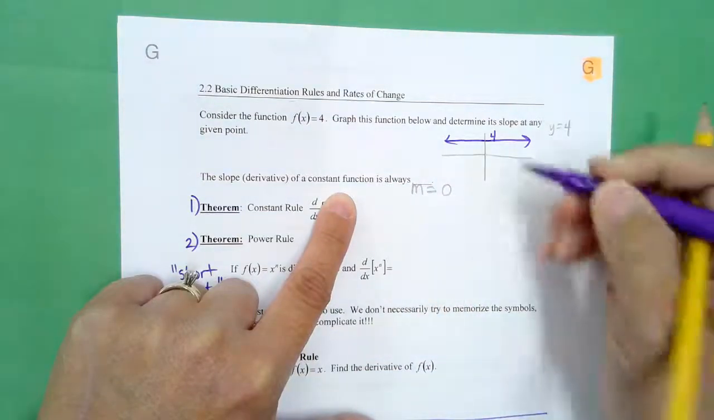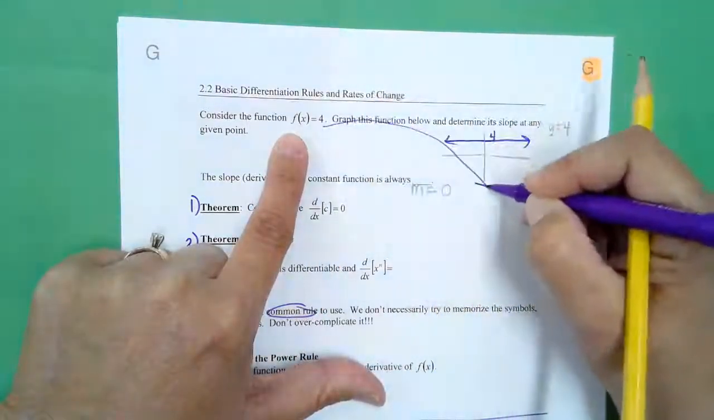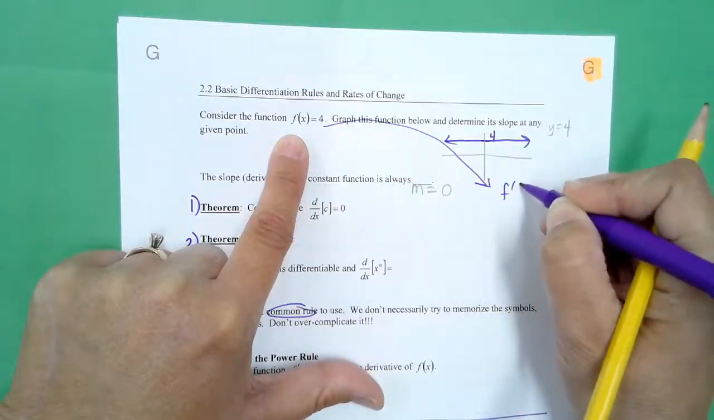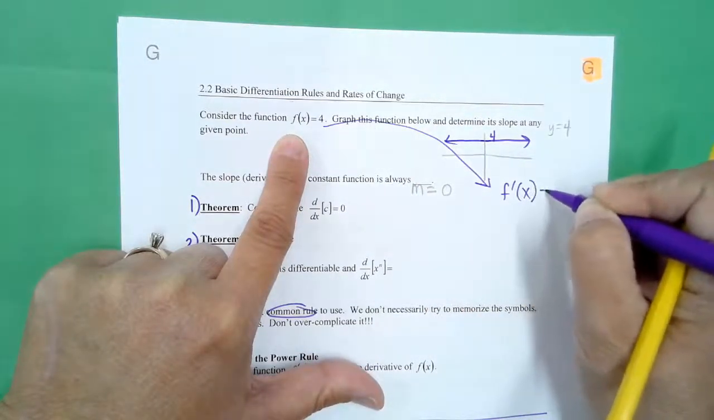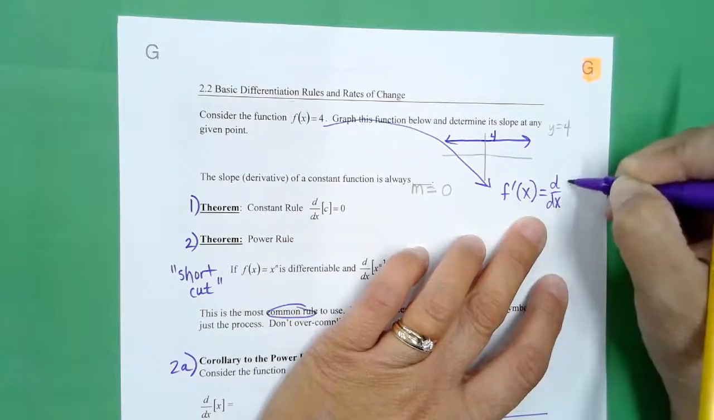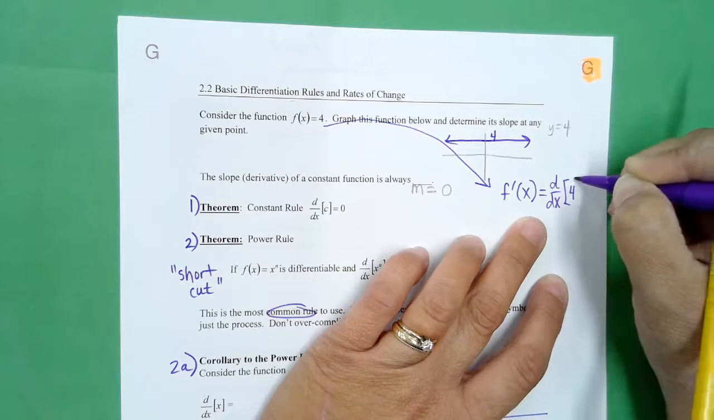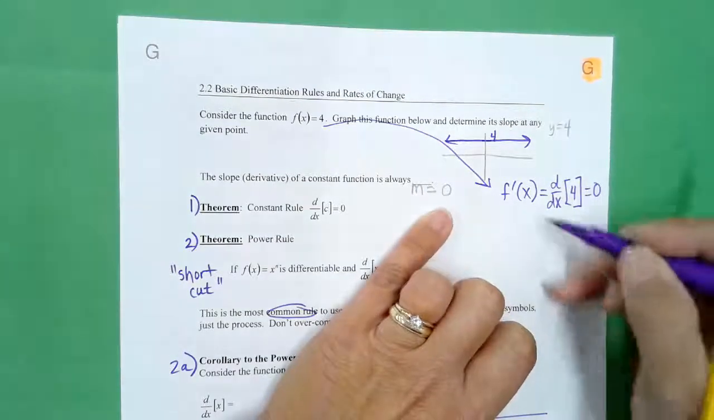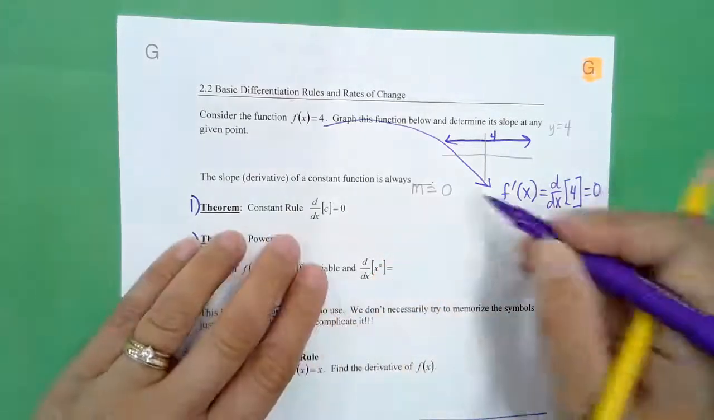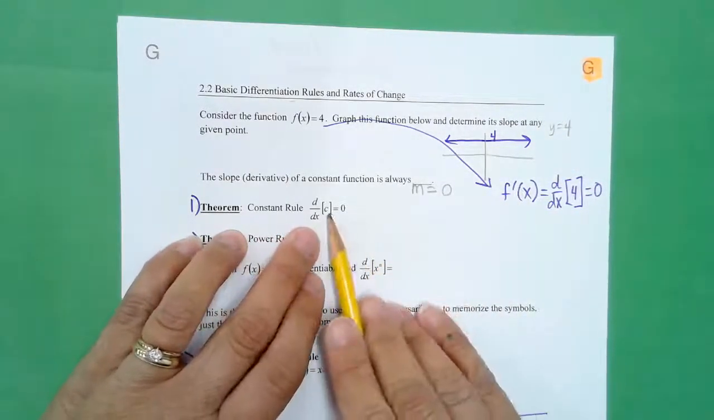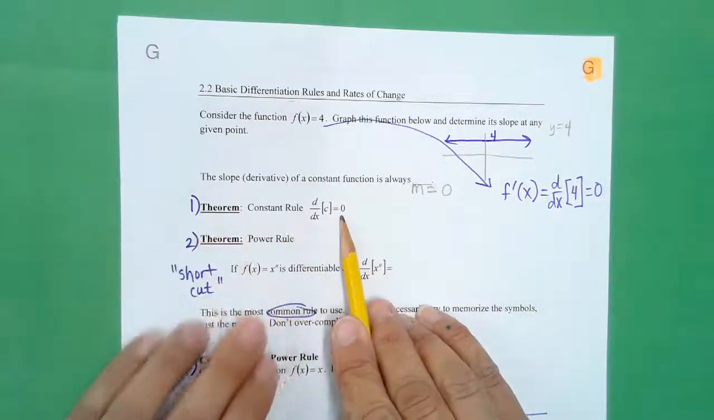But now what I want you to understand is the connection to the idea of derivative. F prime of x is equal to d dx, another way you can denote it, of 4, which is equal to 0. So the slope is 0, the derivative is 0 for this function. That is the constant rule. The derivative of any constant is 0.